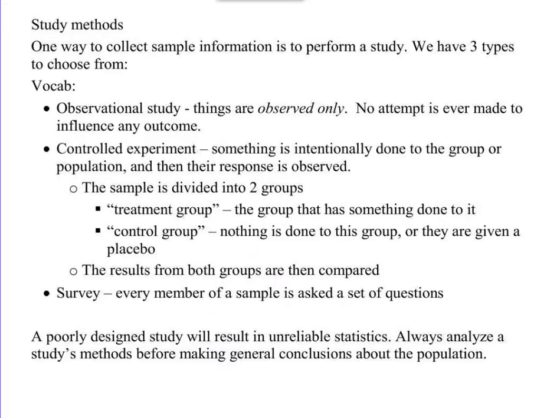Okay, so then we have different study methods for our samples. One way to collect sample information is to perform a study. So we have three types to choose from. We have an observational study, we have a controlled experiment, and we have a survey. I've told you stories about my unfriend Paul, who likes to have experiments done on him for money. We did a survey as a class. We went around and asked students to pick a number from 1 to 10.